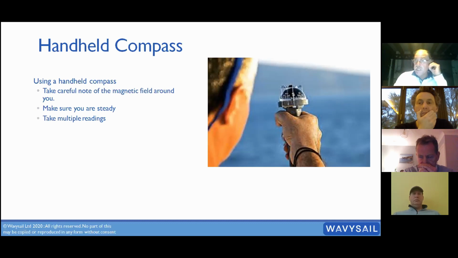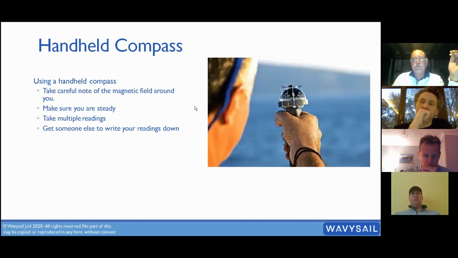Take multiple readings. So if you're shooting a reading at a lighthouse, shoot it 3 times. So I'm shooting this lighthouse. I've got 138. Now I've got 137. Now I've got 139. Okay, I'm going to call it 138.